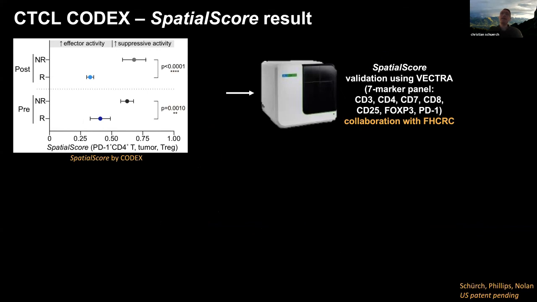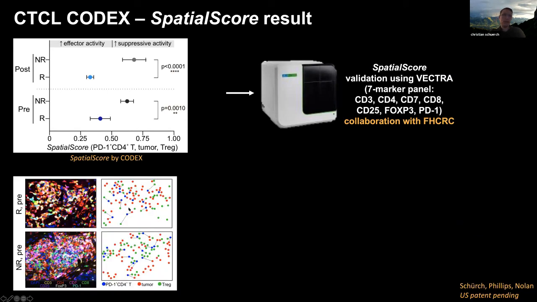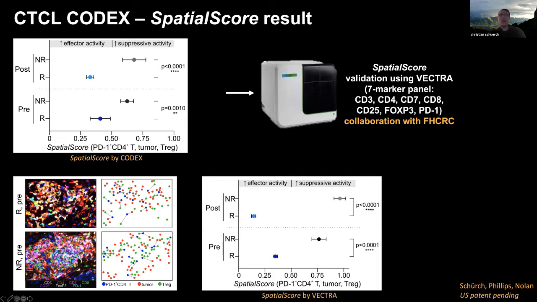We then validated the spatial score on a different platform, which is called Vectra. This is a low-plex platform that can do 7 markers, and we created a panel to basically reproduce this finding. And this is shown here. We calculated the distances between the different cells in the tissues. And again, we found the same result here, even a little bit enhanced, because we had different tissue sections and also a different panel. But again, basically it was the same result, confirming the spatial score and its prediction.